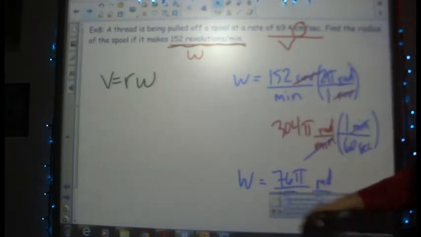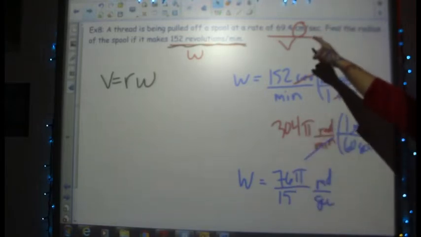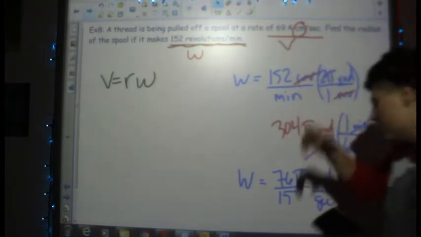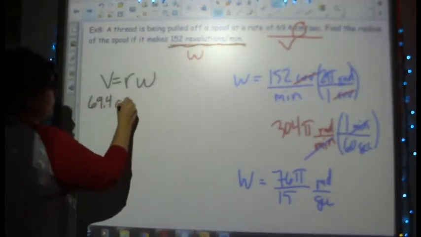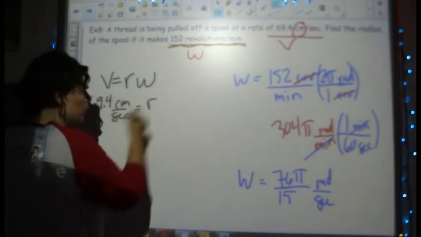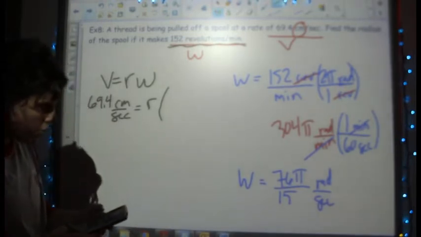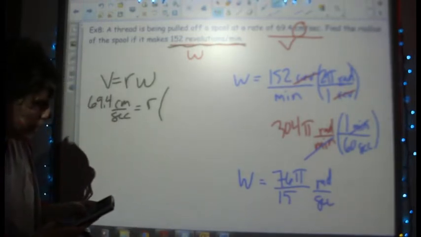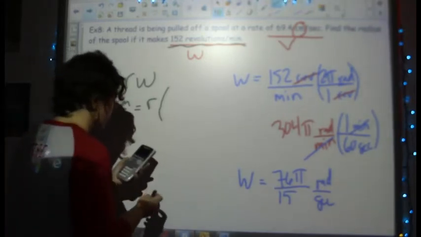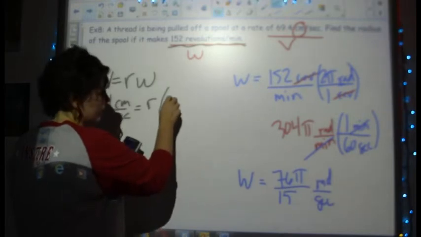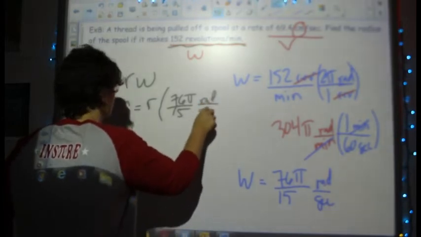All right, here I have my W. And since I have V and I have W, I can go ahead and just plug right in and get R. So V is 69.4 centimeters per second. R is what we're solving for, and I'm multiplying by that. And again, if you don't like that, we can just use the decimal version of our answer. It's totally up to you. Just make sure you're using the whole decimal, so you don't have any rounding error there. So I'm going to have 76 pi over 15, and I have radians per second.